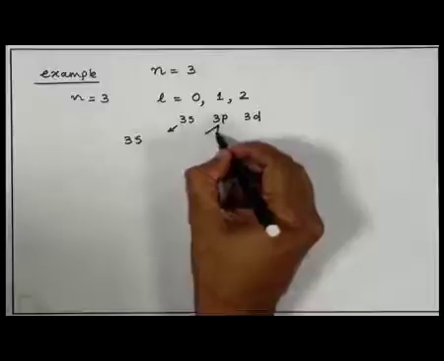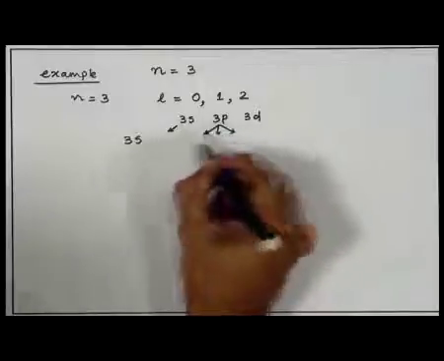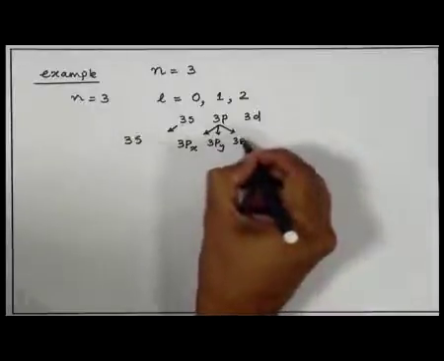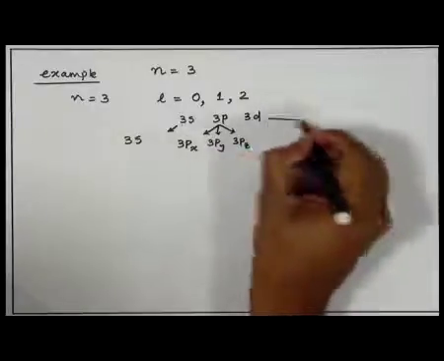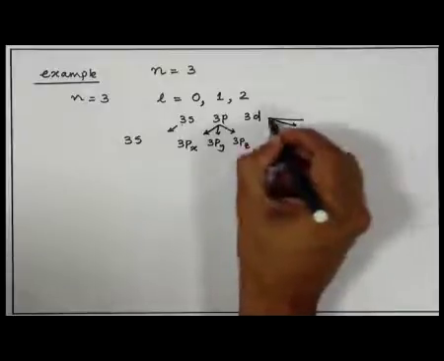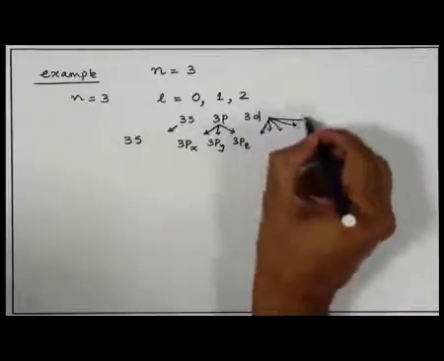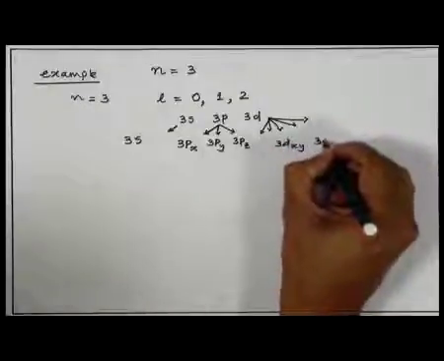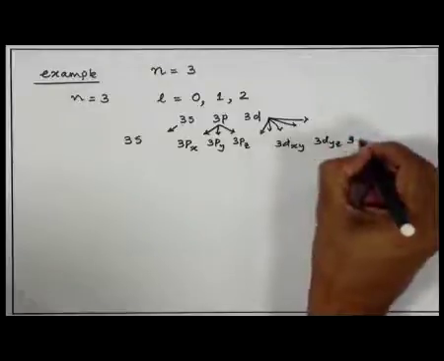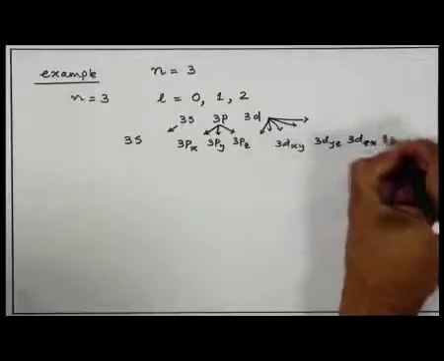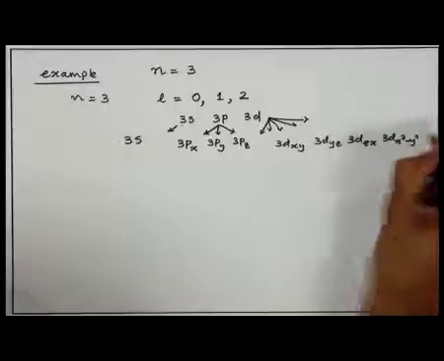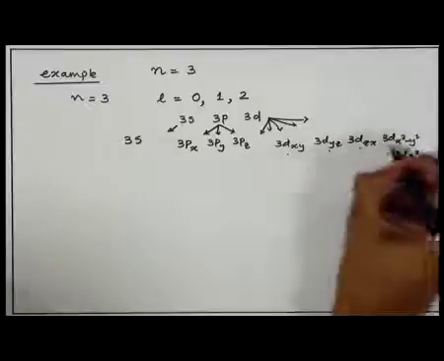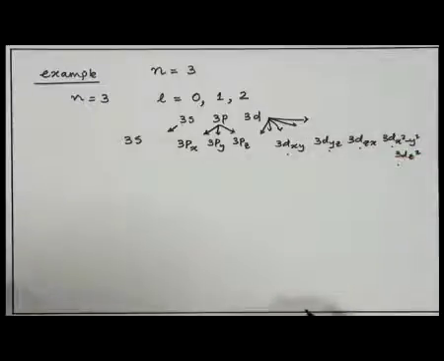3p has 3 different orientations: 3px, 3py, 3pz, and 3d has 5 different orientations: 3dxy, 3dyz, 3dzx, 3dx square minus y square, and 3dz square. So, 1, 2, 3, 4, 5, these are 5 different ways.